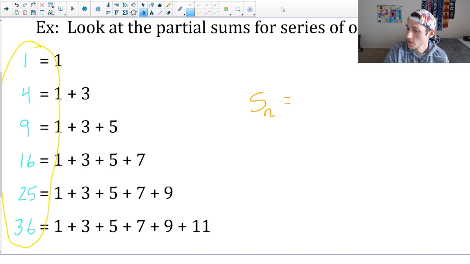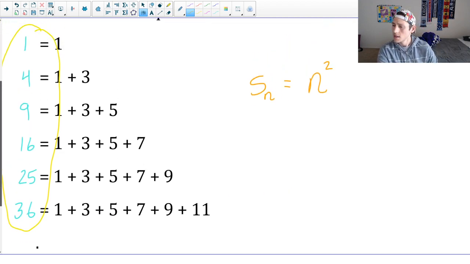It's just n squared, right? If I have one term, 1 squared is 1. If I have 2 terms, 2 squared is 4. If I have 3 terms, 3 squared is 9. 4 terms, 4 squared is 16. 5 squared is 25. 6 squared is 36. All right, so it's pretty cool to see that this pattern exists.